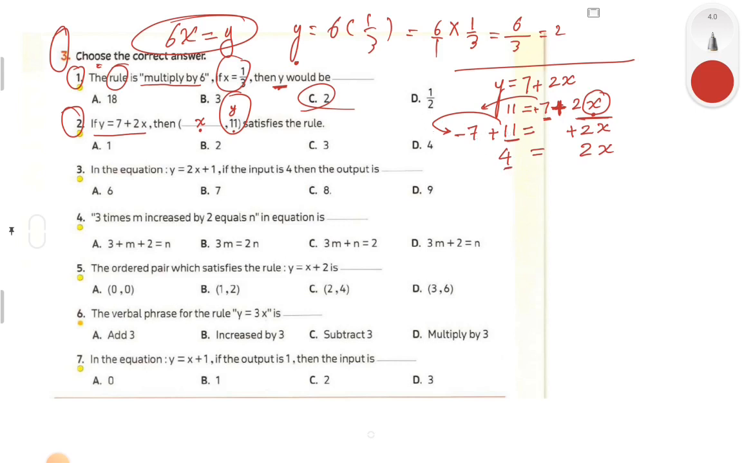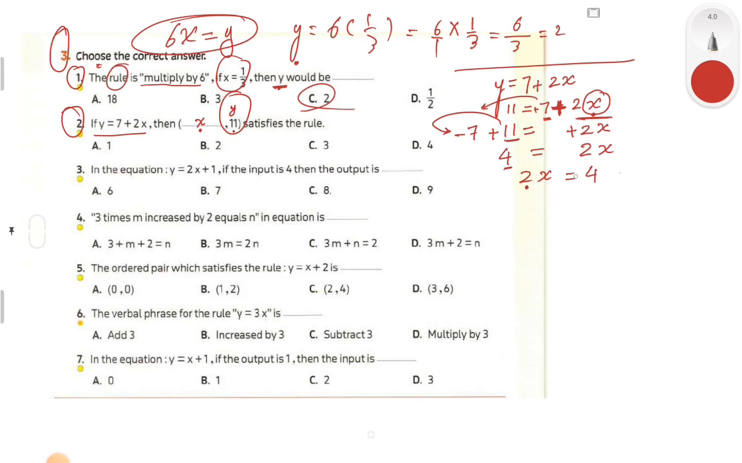And I think it's easy. The positive and the negative delete each other. So negative 7 will delete positive 7, and the rest of the 11 will be 4. Now, 4 equals 2x, or 2x equals 4. It's the same. Now, I need to delete the 2 that multiplies x.